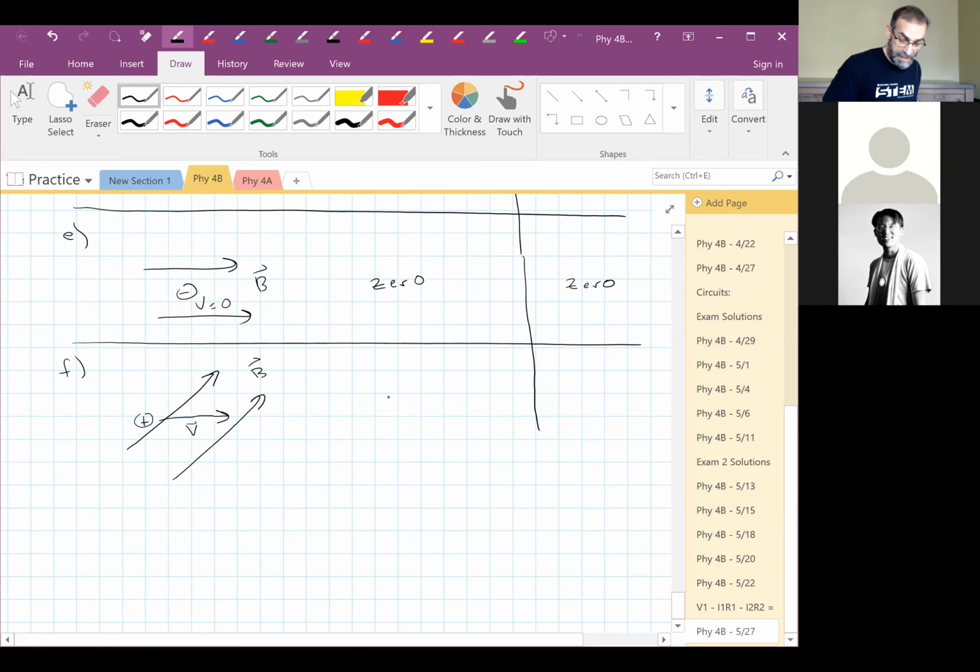V cross B is out of the page. Doesn't matter that it's at an angle like that. And it's a positive, so the force is also out of the page.